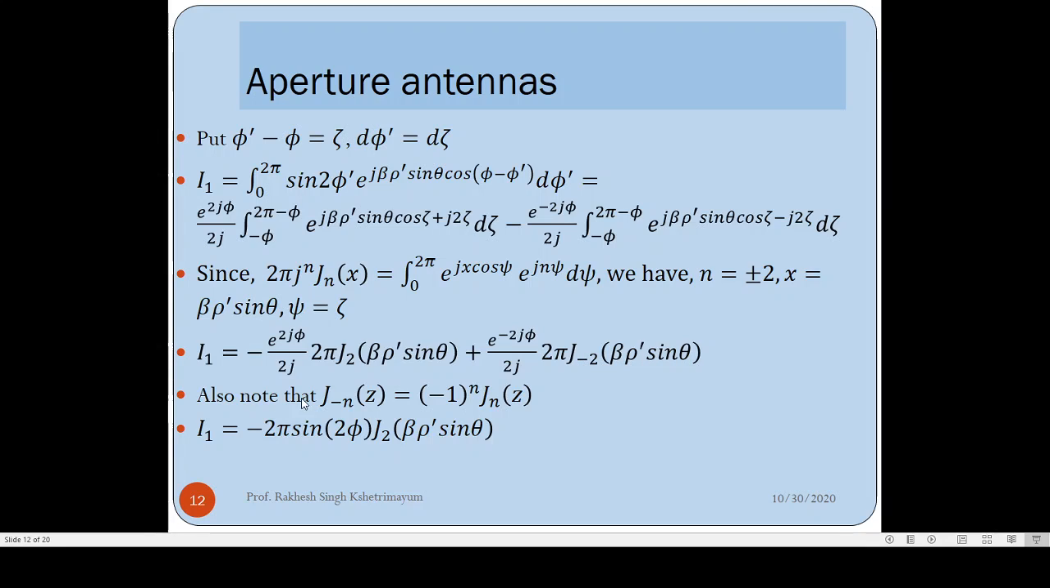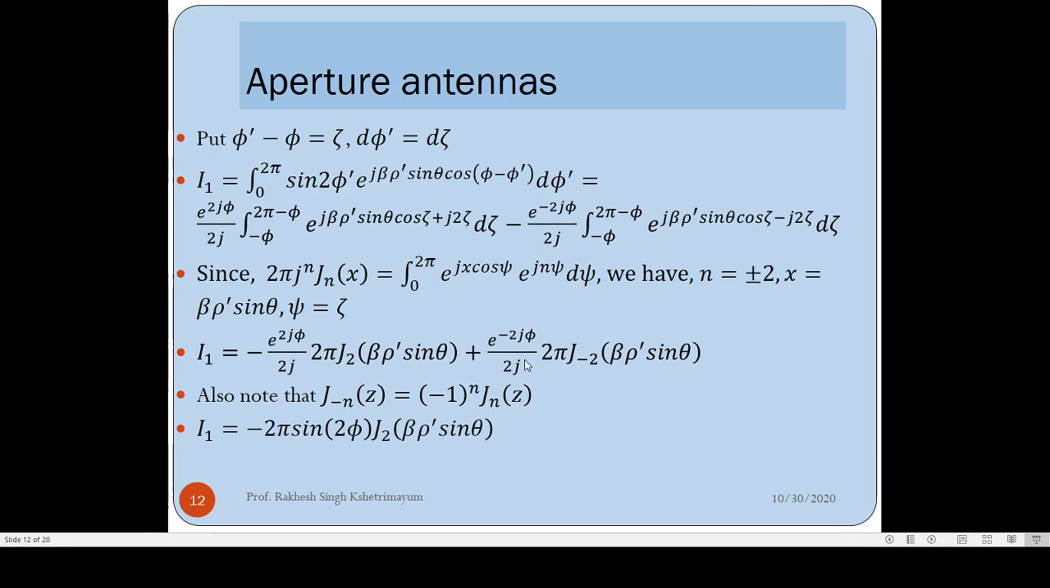Here again we can use another Bessel identity. J minus n z is equal to minus 1 to the power n Jn z. What is n now? N is 2. So minus 1 to the power 2 is 1. So J minus 2 z should be equal to J2 z. So this term and this term are the same, so you can sum it up. Finally what you get is I1 is minus 2 pi sine 2 pi J2 beta rho dash sine theta.